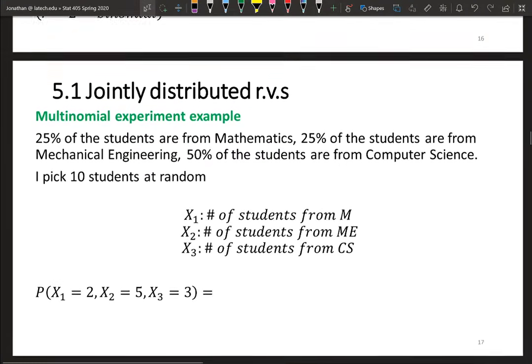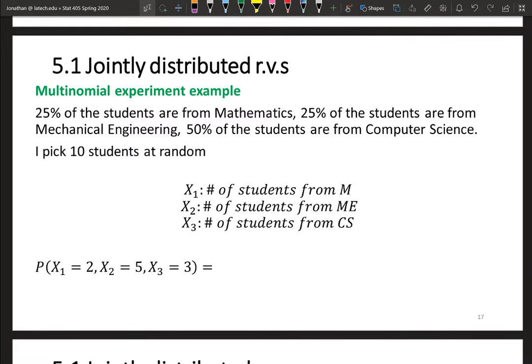Multinomial experiment example. 25% of the students are from mathematics, 25% of the students are from mechanical engineering, 50% of the students are from computer science. I picked 10 students at random. X1 is going to be the number of students from math. X2 is going to be the number of students from mechanical engineering. X3 is the number of students from computer science. Well, to do this, I just use my multinomial PMF.